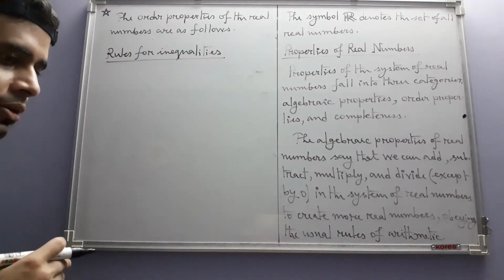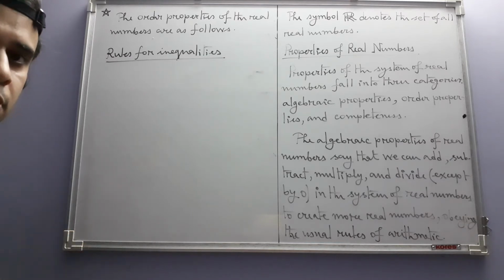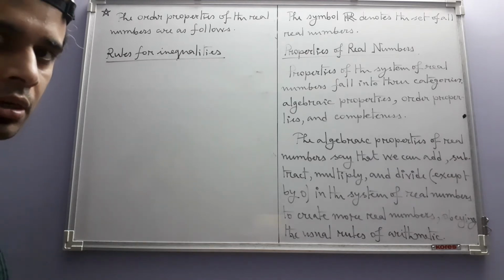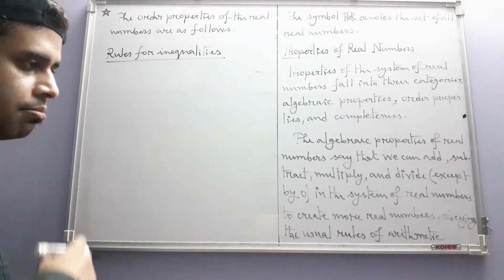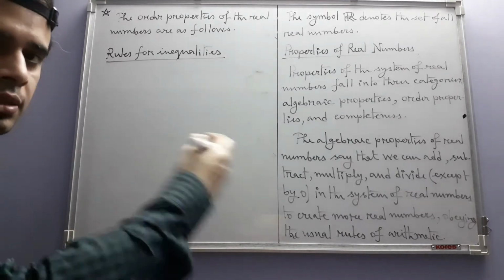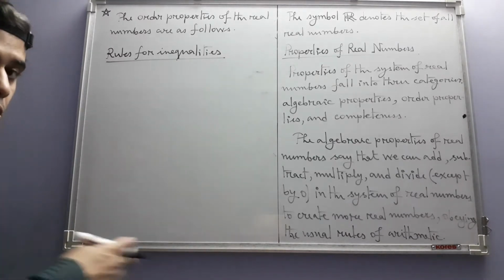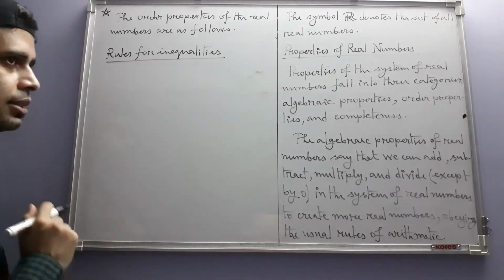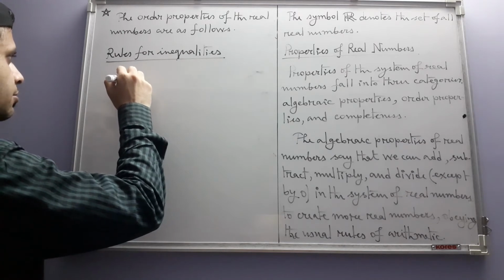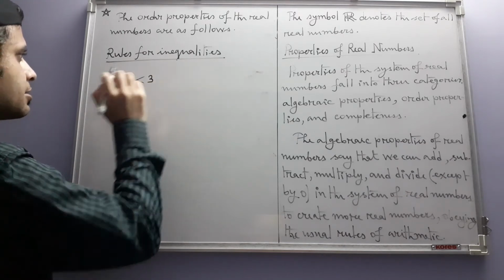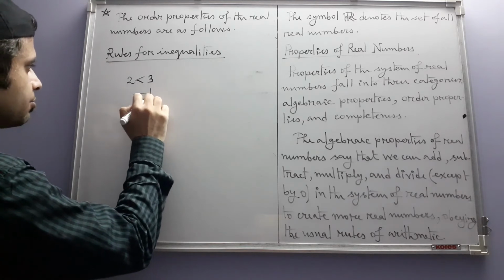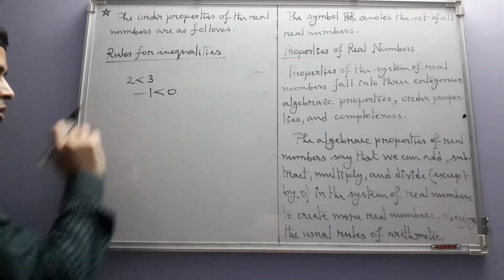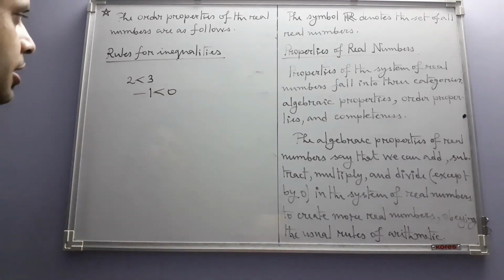Order means an arrangement of the real numbers where something is greater than some other number, some number is less than some other number, this number comes first, after that another number comes. So that is ordering of the real numbers. And we already know there is a way of doing that. We know that 2 is less than 3, minus 1 is less than 0. So using this concept, we order the real numbers.